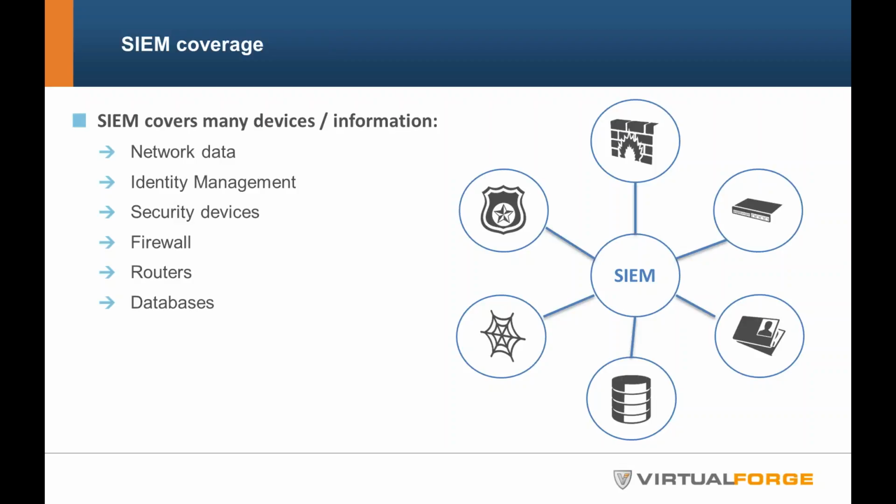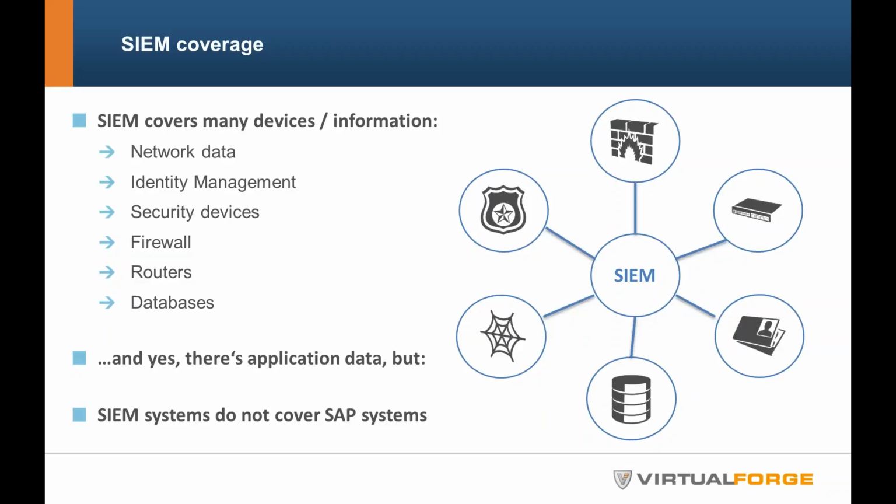So they process a lot of information, and that's at least how I envision SIEM systems in operation. You have a sort of war room where someone sits with a lot of monitors in front of them and sees whenever there's some suspicious activity going on, and then does something about it. Now the problem is, yes, SIEM systems also feature some application data, but usually SIEM systems do not cover SAP systems. In other words, SIEM systems cover the entire IT infrastructure except for SAP systems.